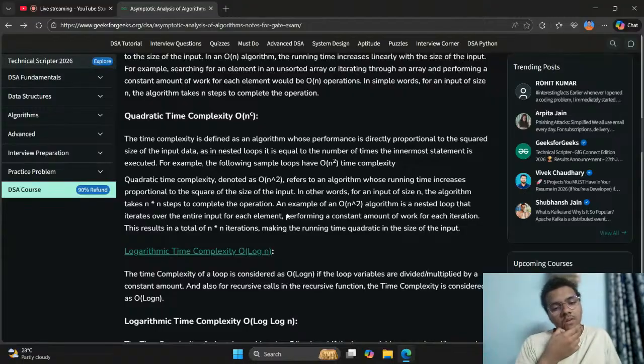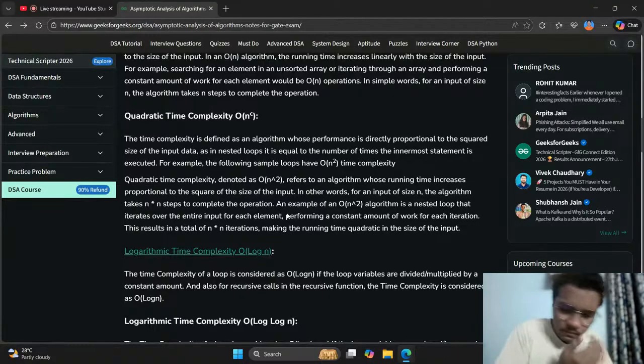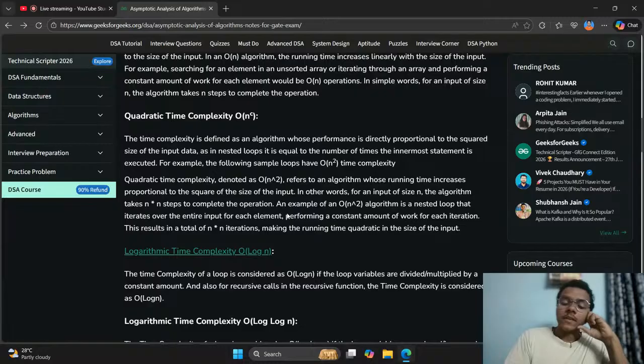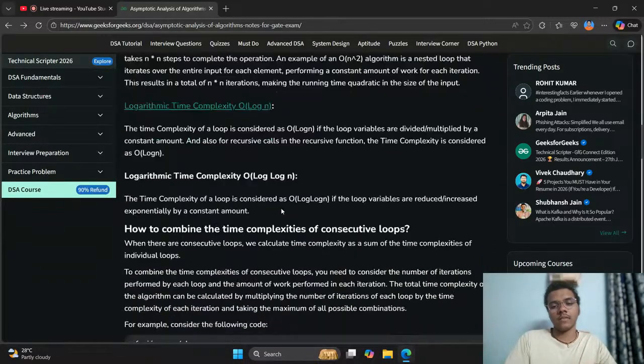Quadratic time complexity, denoted by O of n square, refers to the algorithm whose running time increases proportional to the square of the input size. In other words, for an input size n the algorithm takes n times n steps to complete the operation. An example of an O of n square algorithm is a nested loop that iterates over the entire input for each element, performing a constant amount of work for each iteration. The result is a total of n times n iterations, making the running time quadratic in the size of the input.